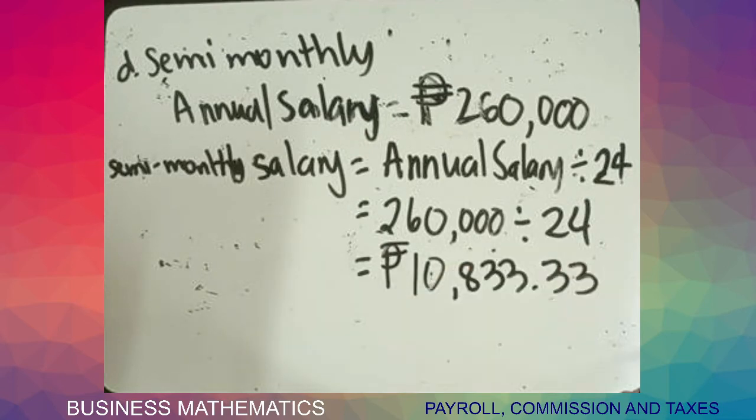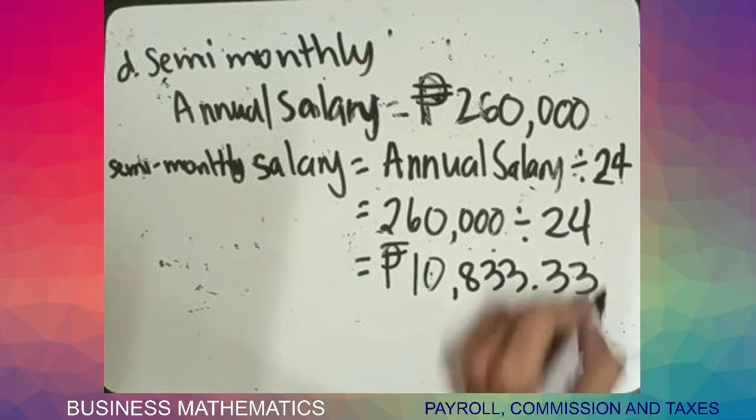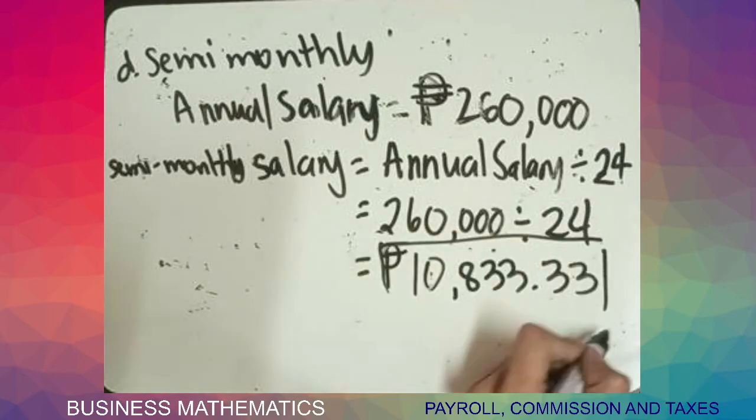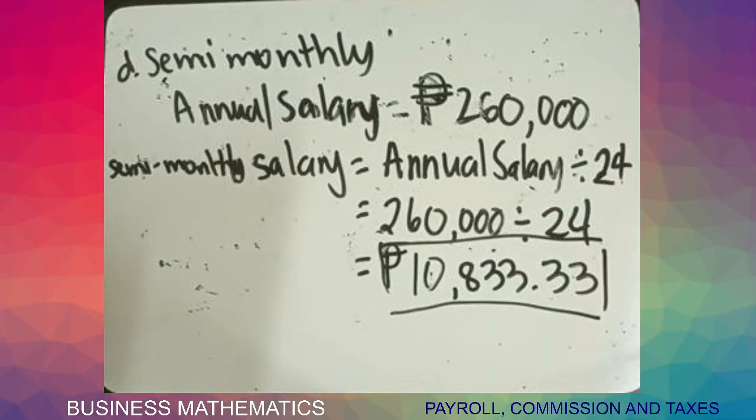0.33. Peso sign pa rin since pera yung pinag-uusapan natin, di ba? So, ito na yung sagot natin dun sa semi-monthly salary. So, yun yung sinasahod niya per estimated na quincenas niyang sahod. Okay?